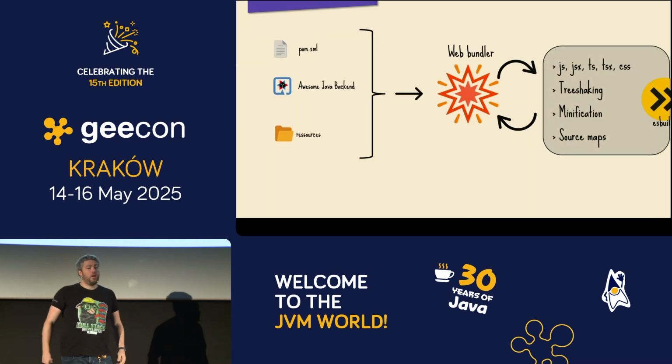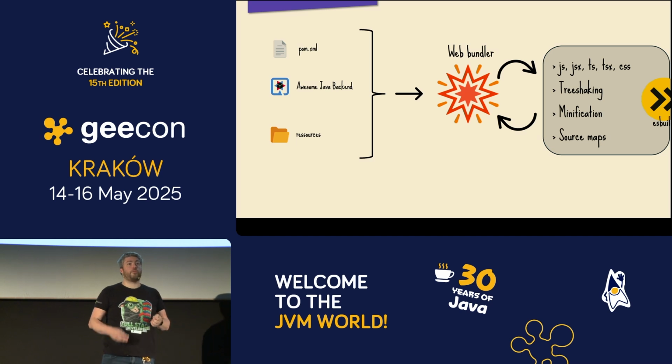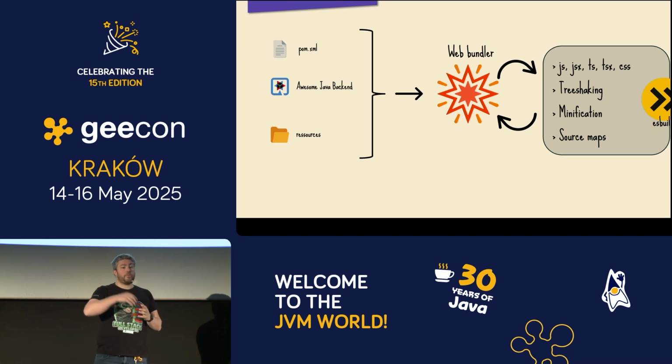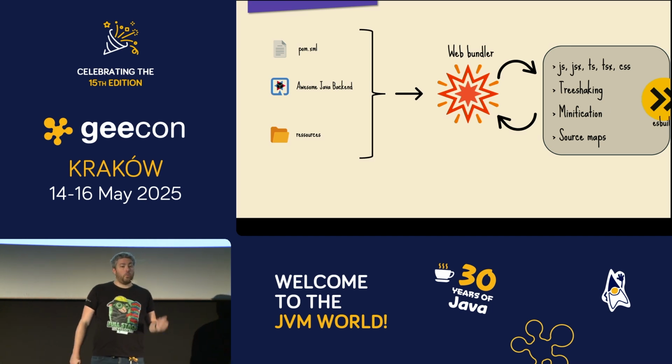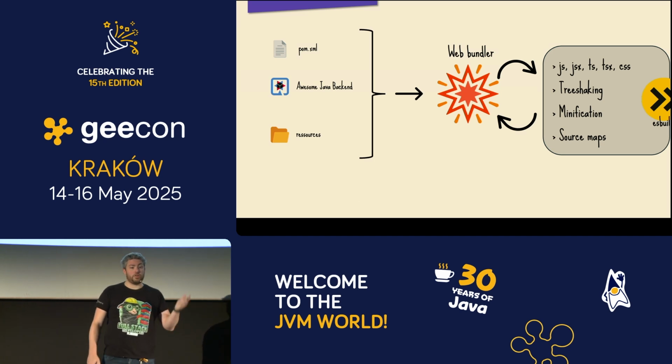So what the web bundler does is it uses esbuild. The front-end developers know esbuild is there to build JavaScript stuff. And the web bundler is going to take every JavaScript, TypeScript, and CSS file, and will call esbuild to do the tree shaking, the minification, and generate the source maps. It will do everything for you.